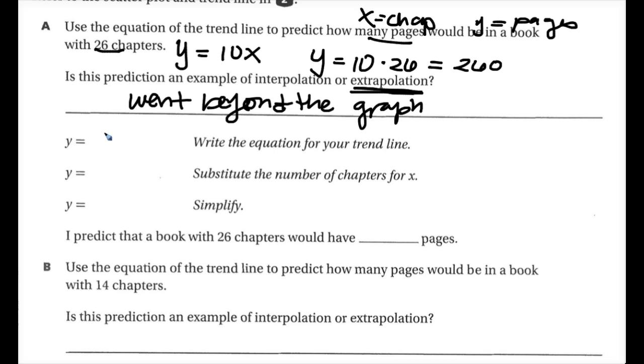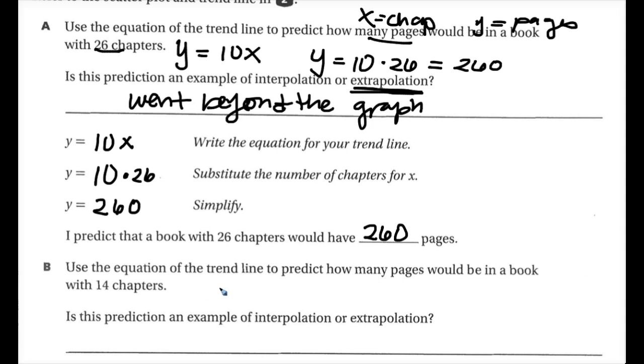Okay. So write an equation for your trend line. Y equals 10x. Substitute the number of chapters with 26. Simplify to 260. I predict the book with 26 chapters would have 260 pages. I already did the work up above. Now we're doing it below.